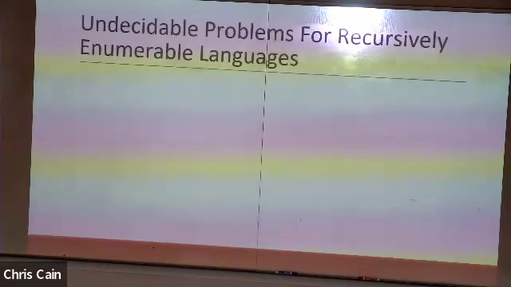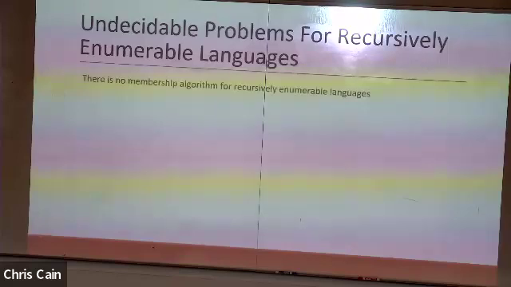So next, we're going to talk about undecidability in recursively enumerable languages, because as we know, recursively enumerable languages, if they're not recursive, aren't decidable. We can never answer no, a string is not in the language of a recursively enumerable language. That may cause something like an infinite loop in the grammar, or in some kind of state machine. So we know there's no membership algorithm.